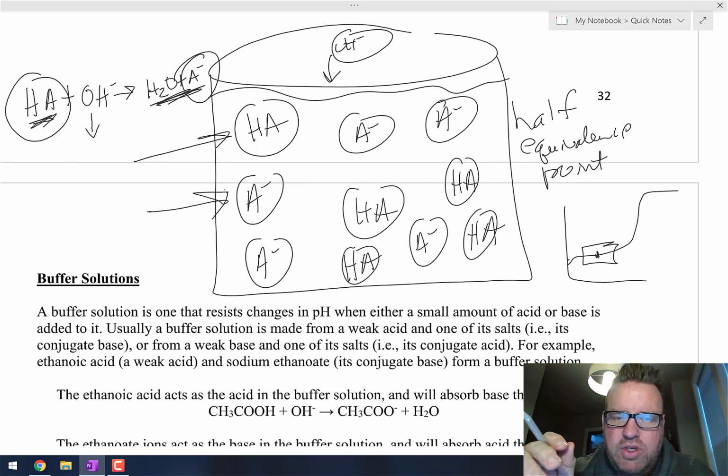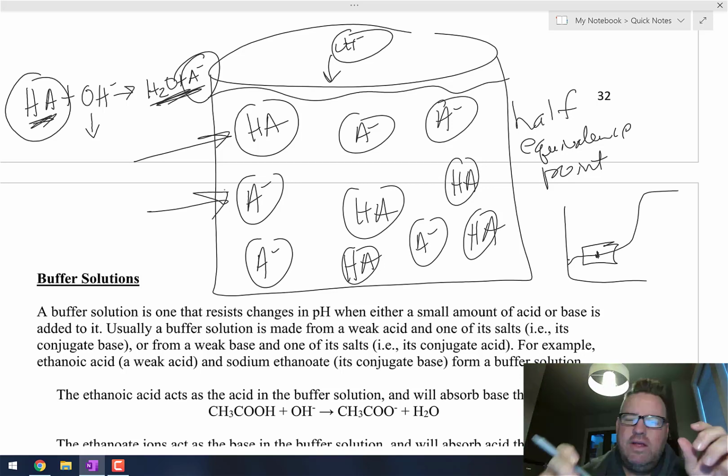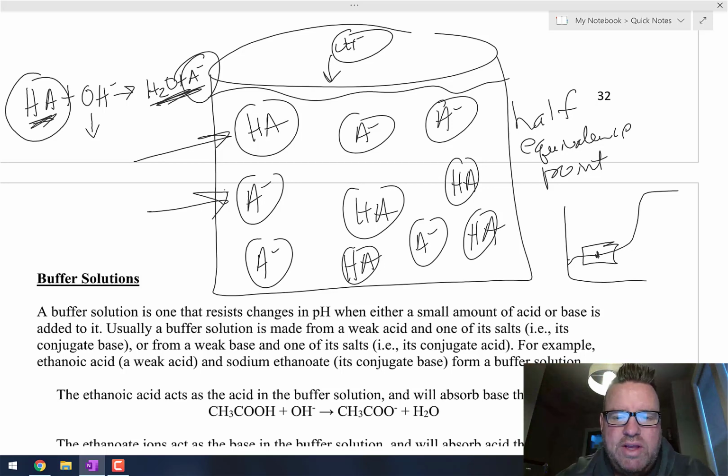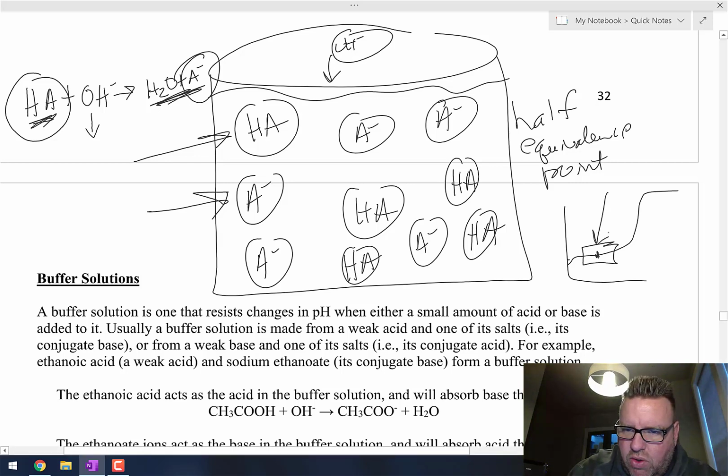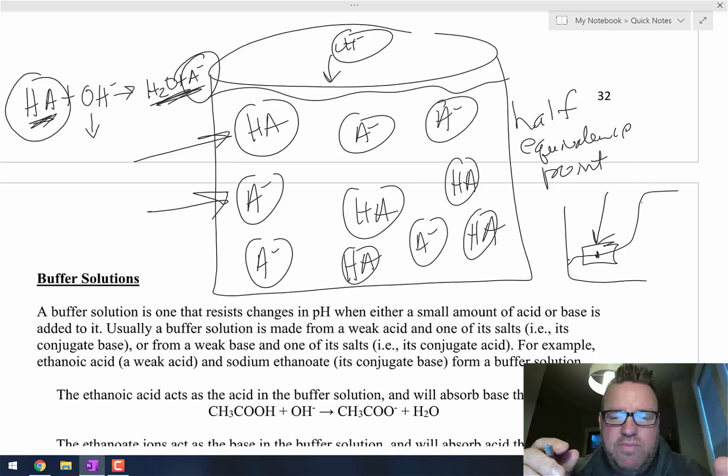A buffer solution is one that, when you add some strong acid or some strong base to it, resists a drastic change in the pH. So a buffer solution is a solution where the pH doesn't change very much, if at all, when you add some acid or some base to it. You can see it right here, this whole region inside that rectangle, that's what we would call the buffer region. Once you start to create a buffer solution, the pH isn't going to change very much.